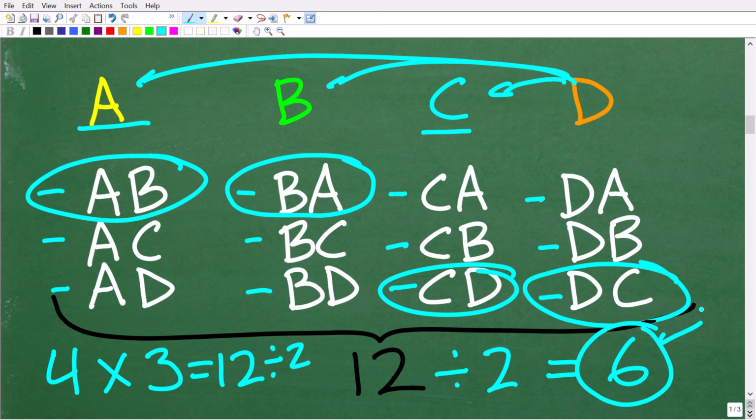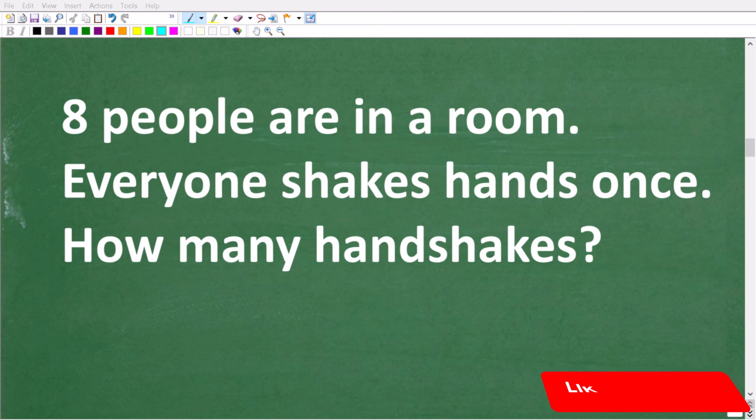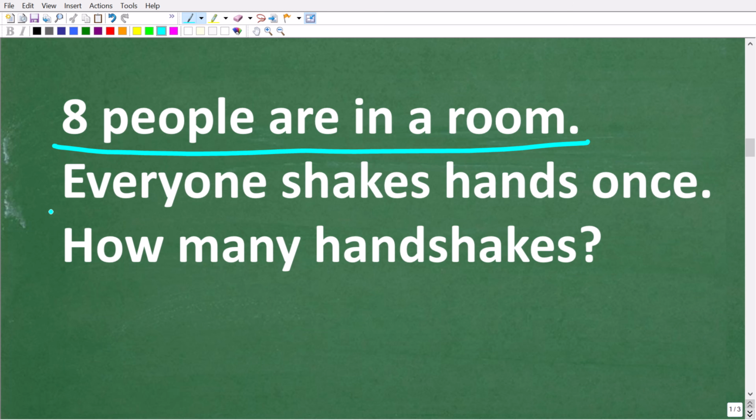Okay, so if you understand this, well, then we can apply this to solve the problem. So let's revisit our original problem. So once again, we have 8 people that are in a room, and everyone is going to shake hands one time.